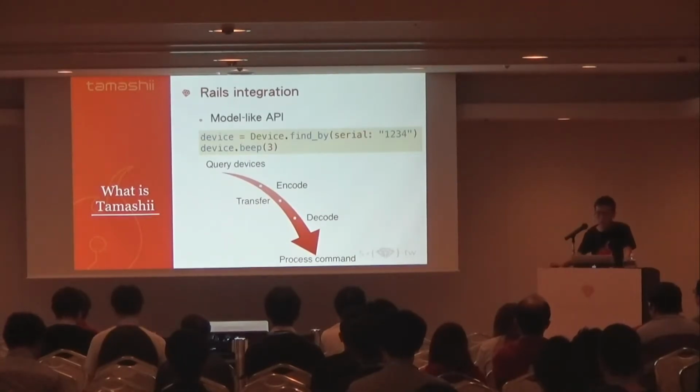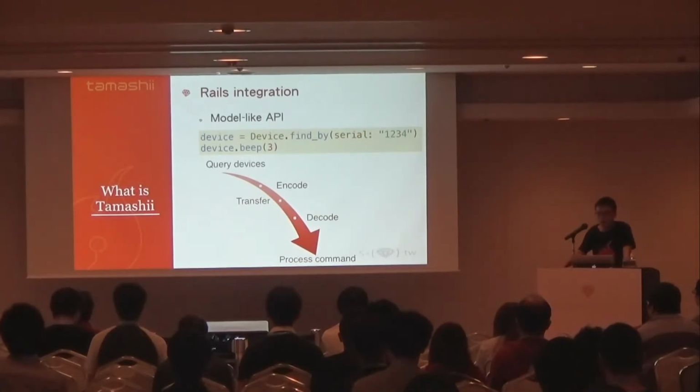The Tamashii server also provides a model-like API for devices. It hides all low-level operations and only exposes abstract device operations to users, just like the Rails model hides the database connection from users.